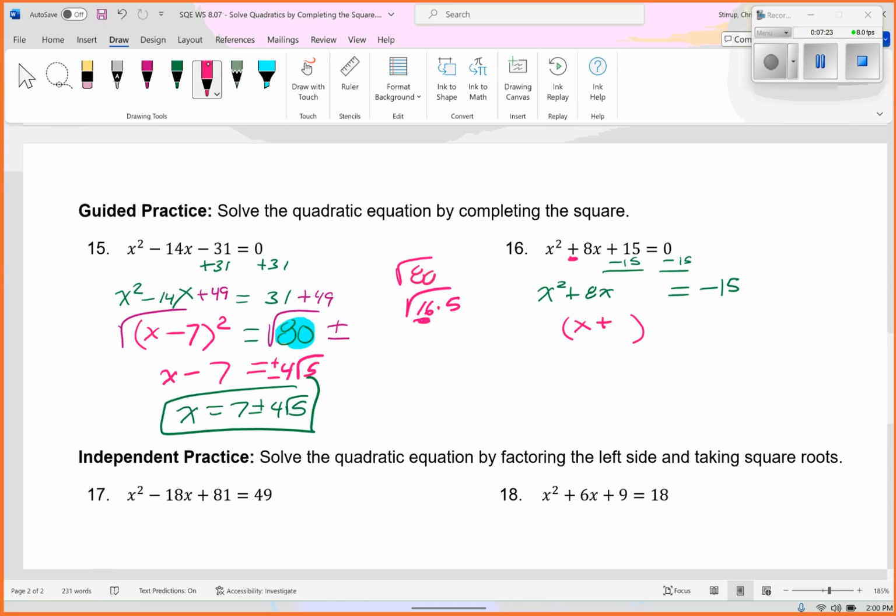All right, half of 8 is what? 4. What is 4 squared? How much? 16. So if I add 16 to the left side, I have to add 16 to the right side. So x plus 4 quantity squared is the same thing as x plus 4 times x plus 4. If I multiplied x plus 4 times x plus 4, I FOILed it out, I'd get x squared plus 8x plus 16. All right, do the math. Negative 15 added to 16 is 1.